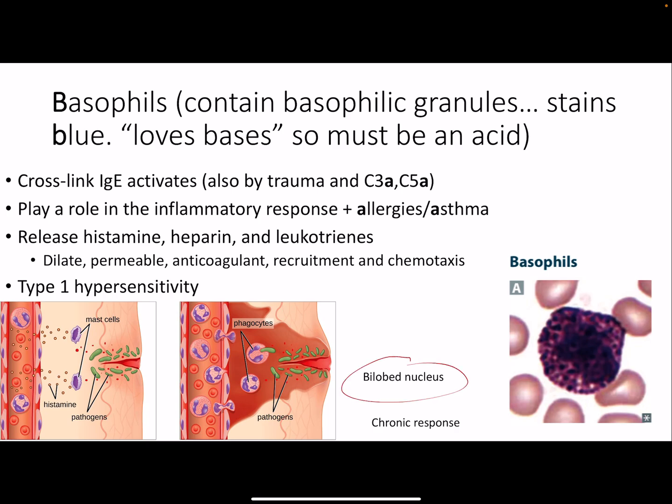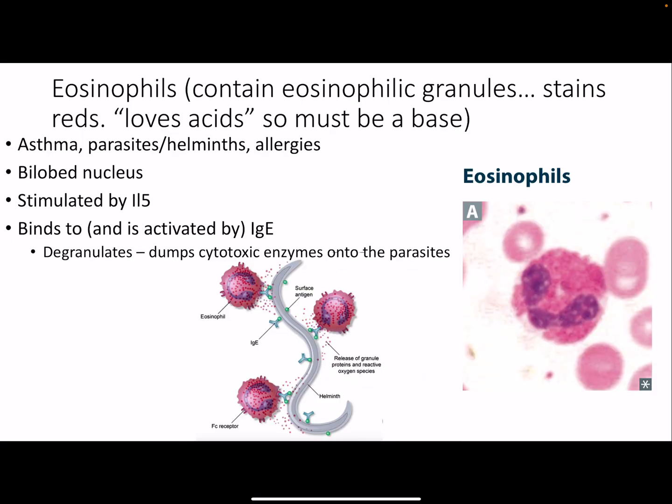Difference though, remember that basophils count as granulocytes. Mast cells technically don't, even though they still degranulate. Basophils have a bilobed nucleus, which we'll talk more about. And if mast cells are the acute response, mast cells are probably the more common, more important one, but basophils are going to be a little bit more on the chronic side. So basophils, in contrast with eosinophils, eosinophils stain red. And eosinophil means that they love eos, as in acid. So these love acids, which means they must be a base.